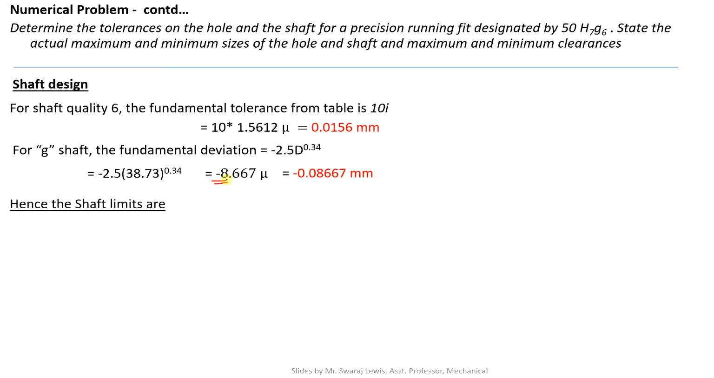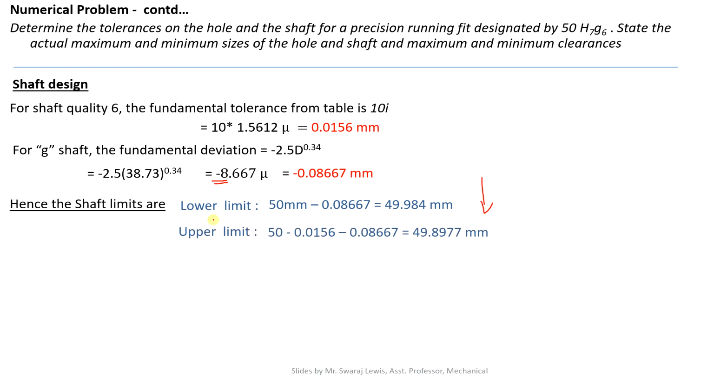Then the shaft limits. Now here, for the lower limit we will be going in the negative direction. In the hole we went in the positive direction, upward. Now we will go in the negative direction. First, the upper limit will be the basic 50 mm minus the fundamental deviation. We will go to 49.99. You are going in the downward direction. For the lower limit, we reduce further from the upper limit, that is 49.99 minus 0.01, that was the fundamental tolerance. Or in other words, the upper limit minus the fundamental tolerance will be the lower limit, still further. And the difference between the upper and lower limit will give the shaft tolerance.